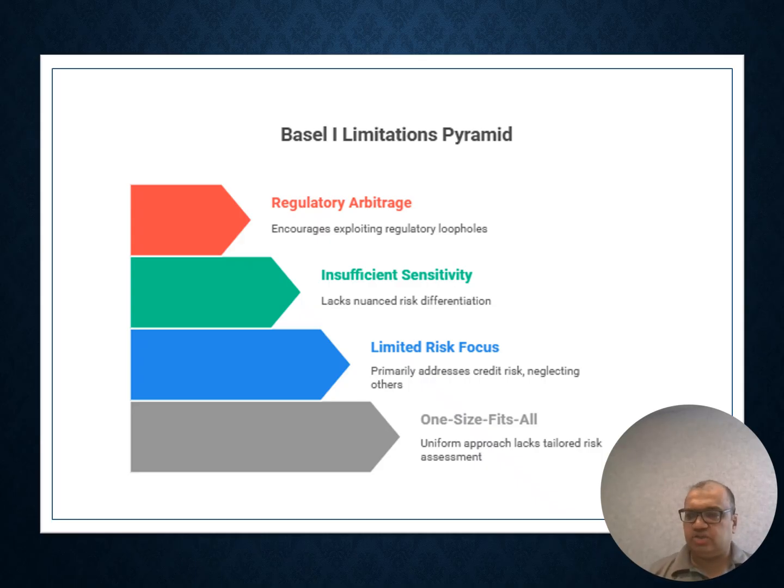Insufficient sensitivity. As was told in the last lecture, Basel I treated all the corporate exposures the same. There was no difference between a top tier corporate and one with less financial and operating history compared to a full-fledged large-scale business. So there was insufficient sensitivity involved, and limited risk focus. It only focused on credit risk, not much on market risk, and definitely not much on operational risk. And it was a one size fits all approach: 8% of the RWA was applied as a certain percentage of your exposures, so it did not differentiate between credit risks.